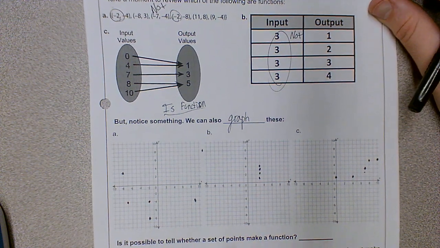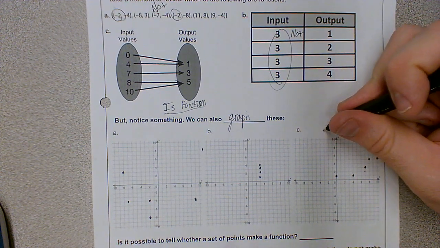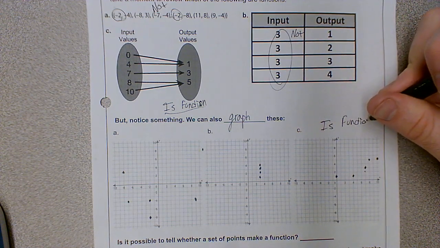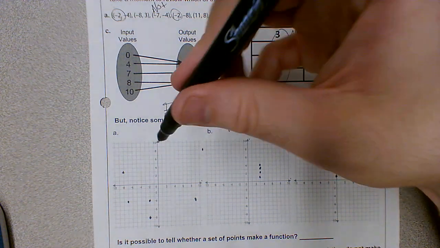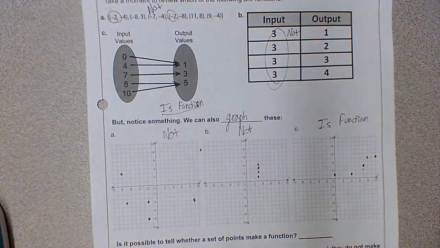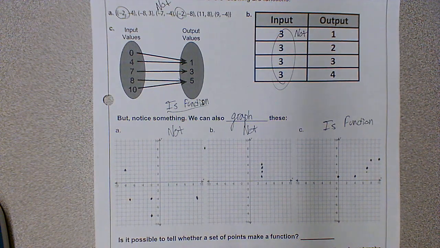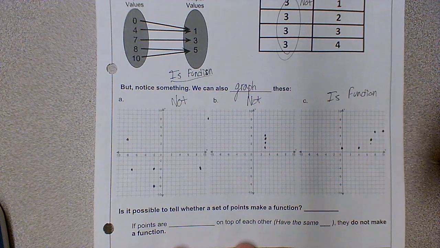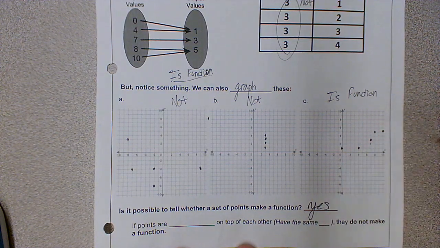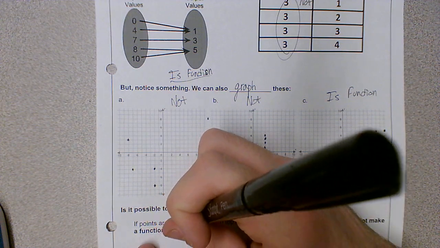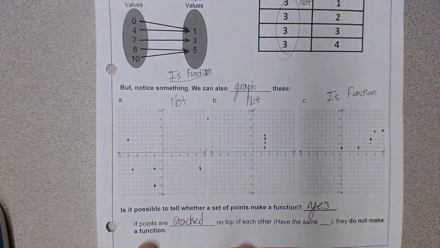Okay, we knew before that C was a function, and that A and B were both not a function. But we can actually tell that just by looking at the graph too. It is possible to tell whether a set of points makes a function. We're going to look at whether the points are stacked on top of each other. That is, has the same X.